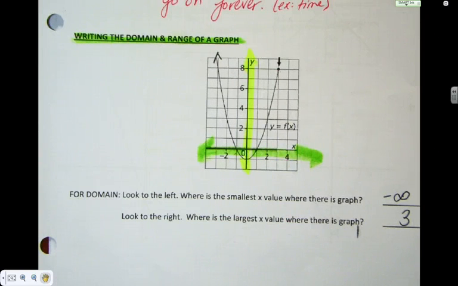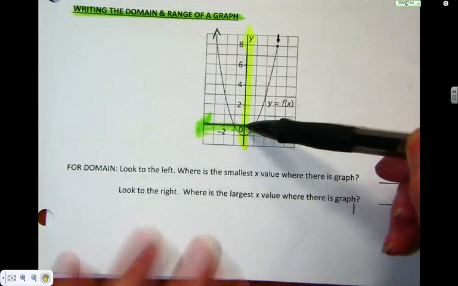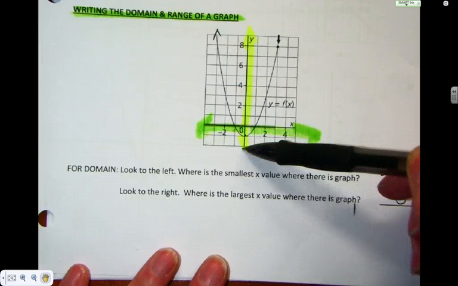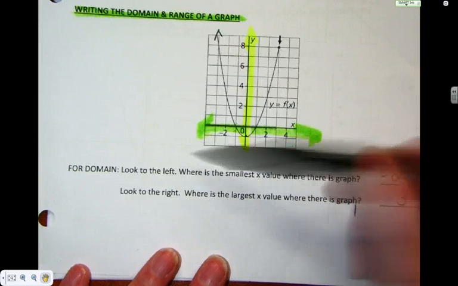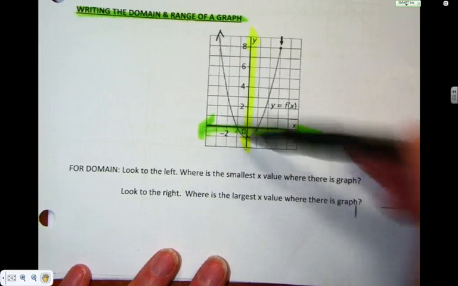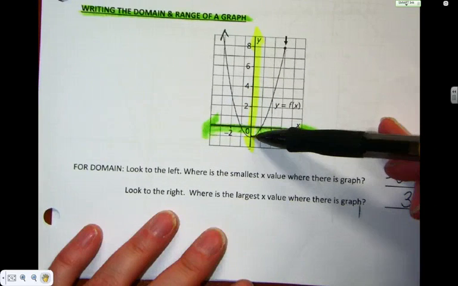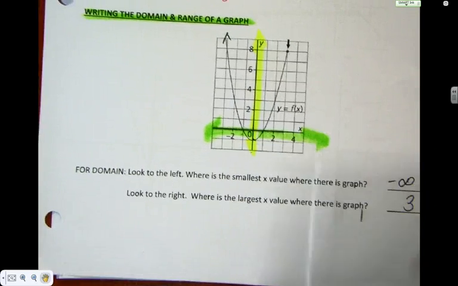What is the smallest possible Y value? So we'll start at 0 and we'll go down. Is there graph at -1? Is there graph at -2? No, there's nothing happening at -2. Where does the graph bottom out? What's the lowest possible value? -1. Okay, let's do the positive.